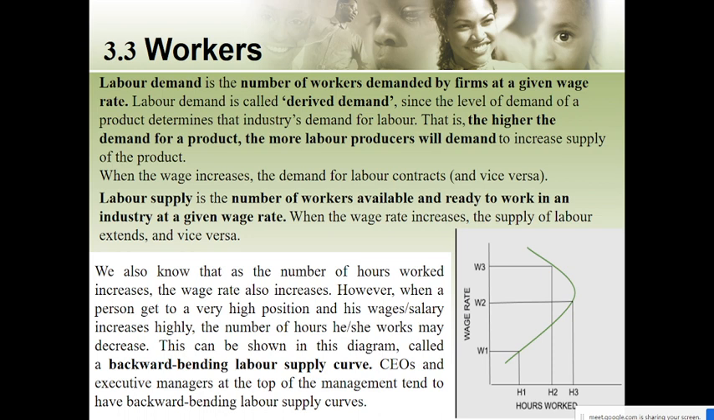However, when a person gets a high position, it doesn't matter if he is working, let's say, 20 hours; it might be possible that the working hours decrease. It depends on the situation. That's why you look at the graph. This can be shown in this graph called the backward bending labor curve. CEOs and executive managers at the top of the management tend to have backward bending labor curves. You can't say that if the number of working hours increases, the incentive will also increase. It depends on the position.